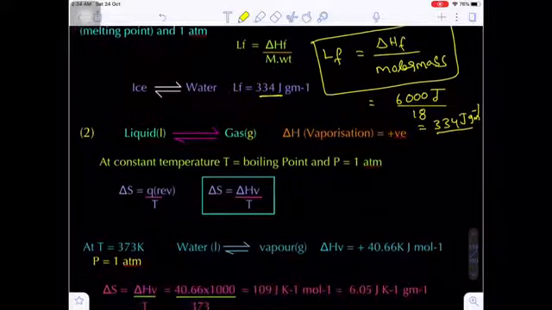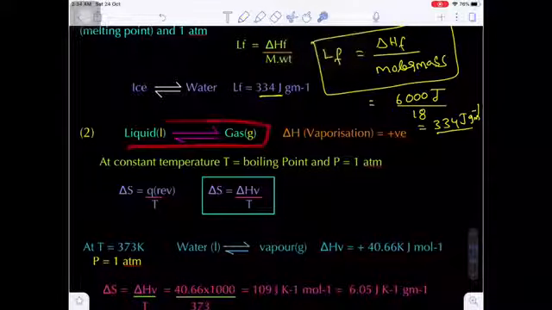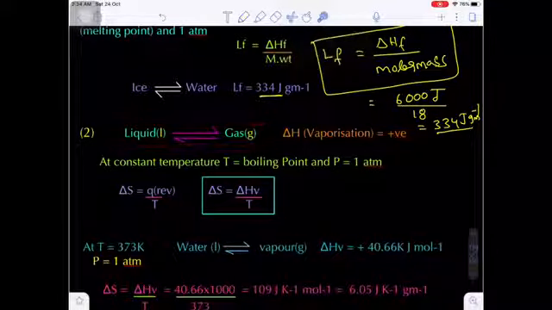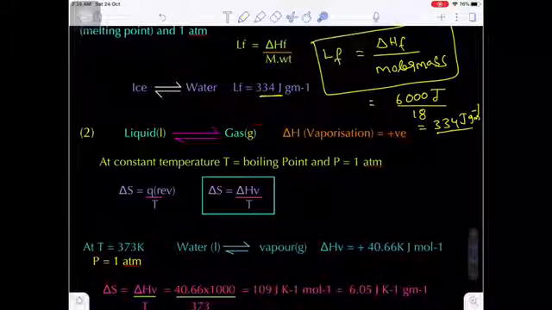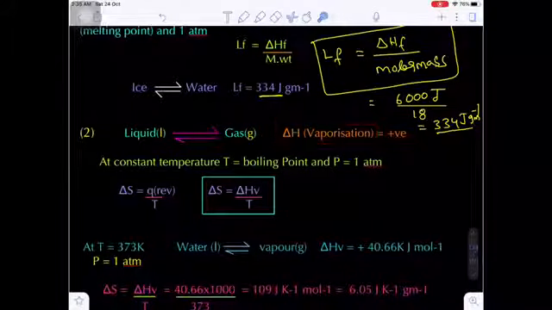Are you getting my point? Now the second phase transition is called liquid to gas. This phenomenon is called evaporation or vaporization. Here the amount of heat energy required is called the enthalpy of vaporization.